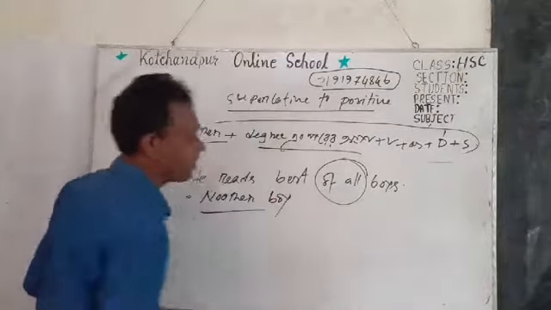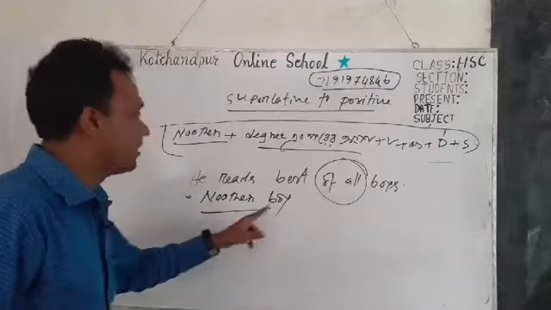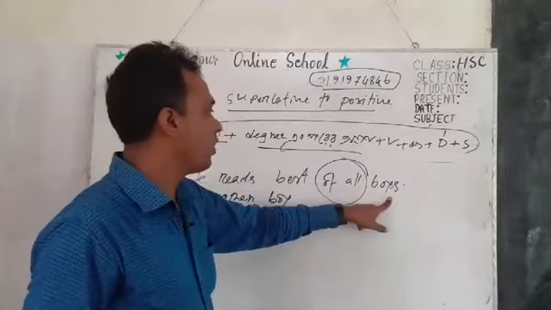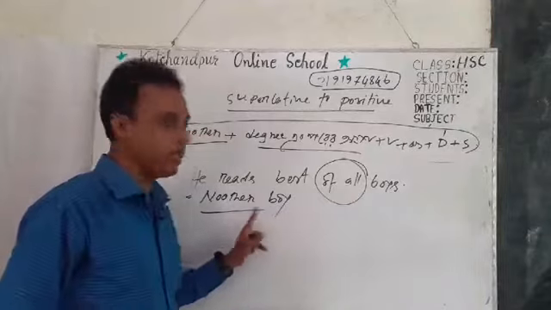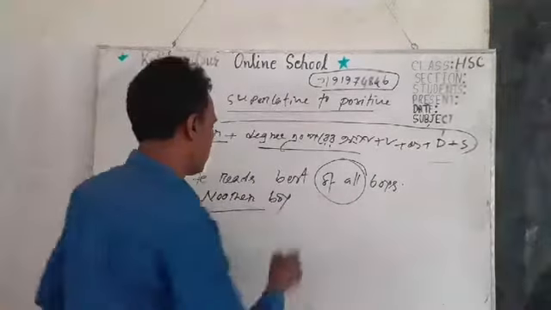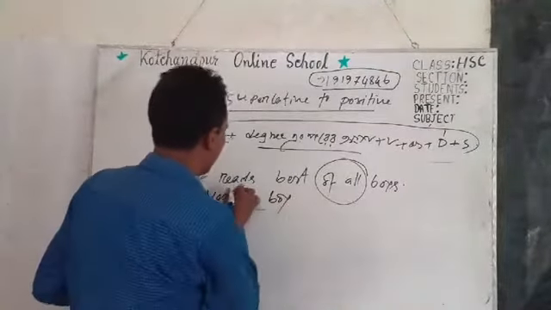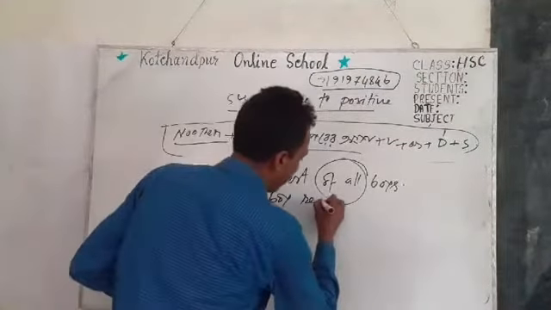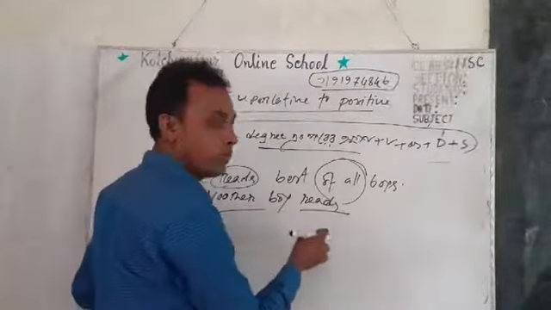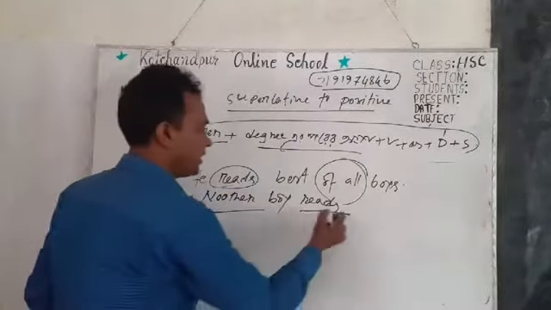You have to remember that after no other, the noun must be singular: no other boy. Here the question had boys, but I have given boy, okay? Because after no other, every singular noun will be used. Boy, and here the verb is reads. Here the subject is singular and the verb is singular, so we are using reads.